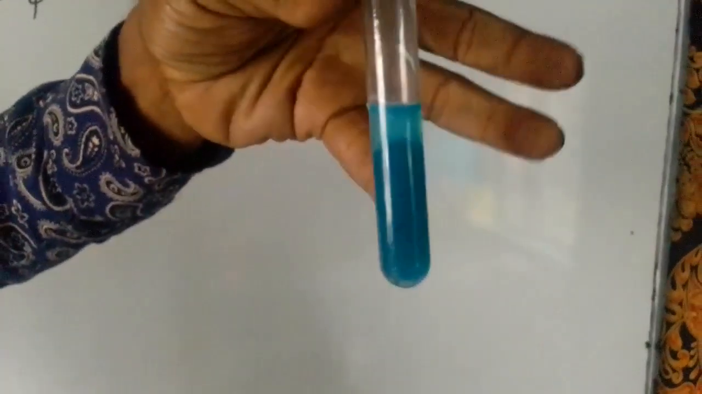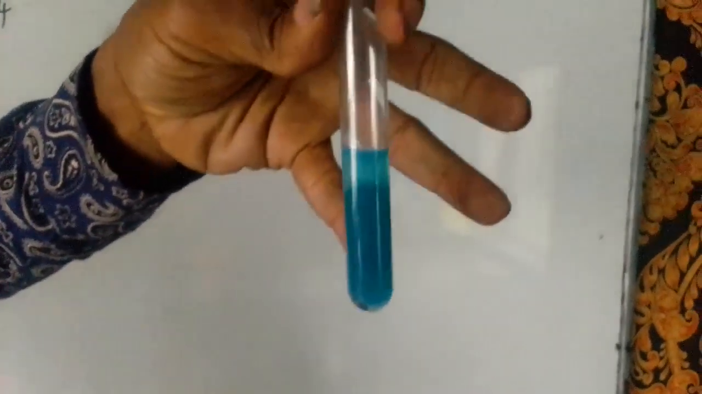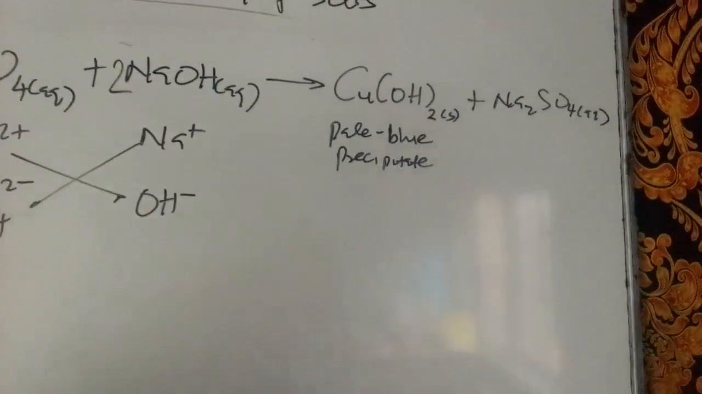So we have a blue precipitate formed inside the container. You can see this side of the blue. It's a pale blue PPT formed inside this side of the test tube. That represents copper(II) hydroxide produced.